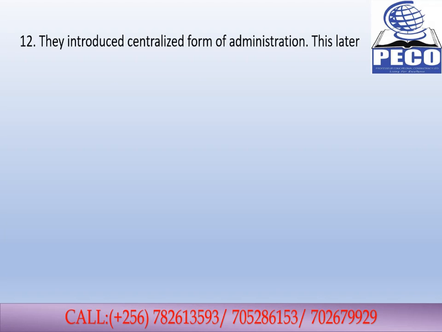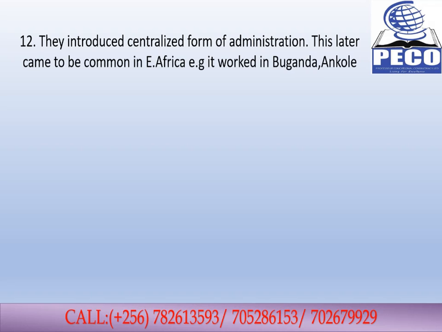Then they introduced the centralized form of administration. This later came to be common in East Africa. It worked in Buganda, Ankole, and Bunyoro. The centralized system involved having a top leader on top of administration, for example, a king or a chief. So they introduced that system of having chiefs and kings in East Africa.